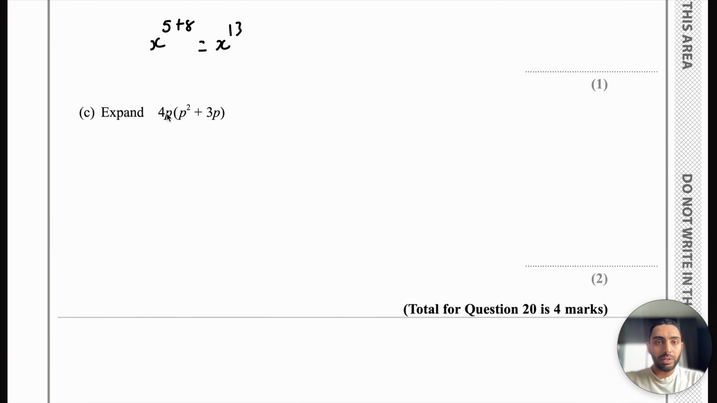Part C. Expand 4p in brackets p squared plus 3p. So I'm multiplying everything on the outside by everything on the inside. Doing 4p times this p squared first. So 4 times 1 is 4. P times this p squared, I'm going to add the powers. So 1 and 2 is 3. So p to the power of 3. Then we're doing 4p multiplied by this 3p. So 4 times 3 is 12. And p times p is p squared.